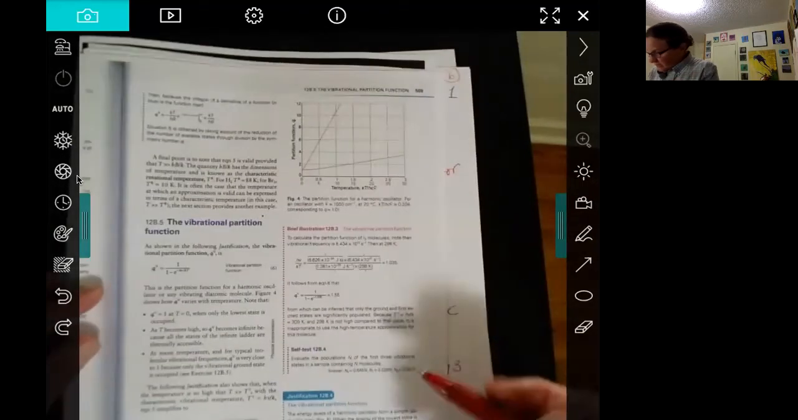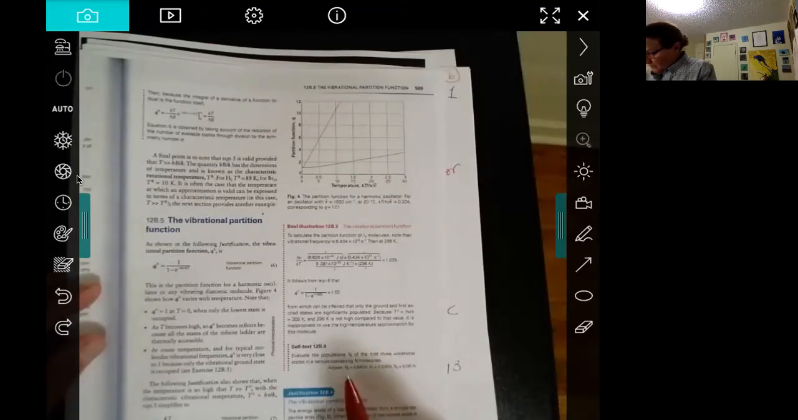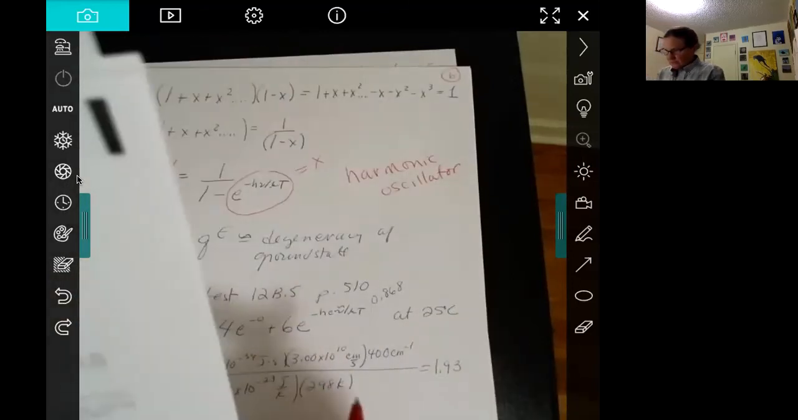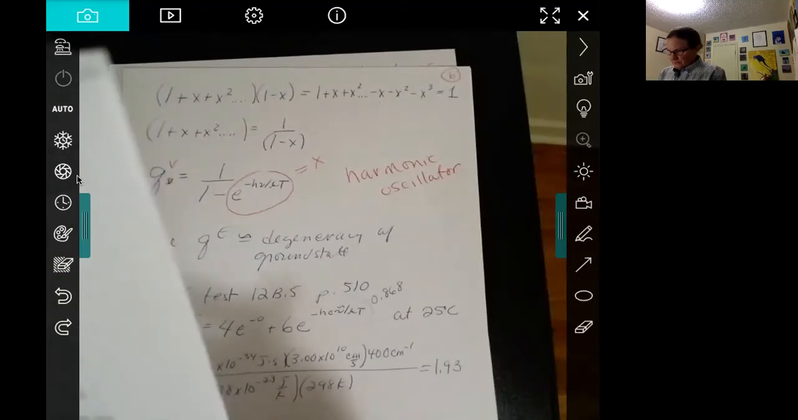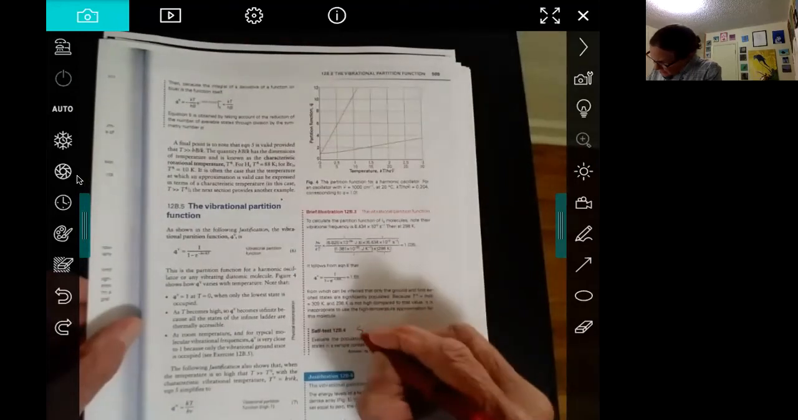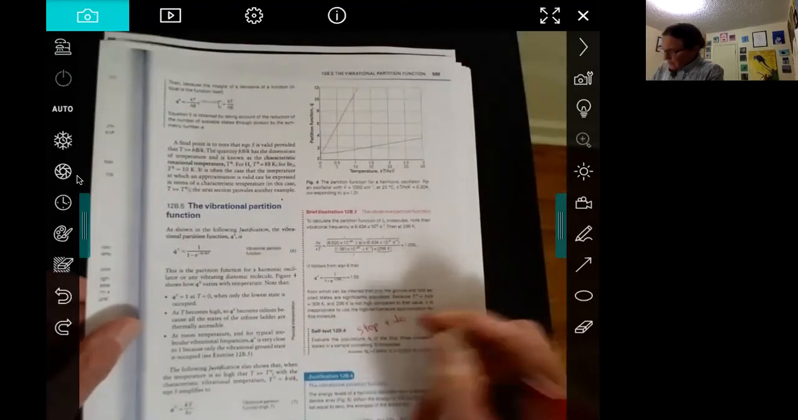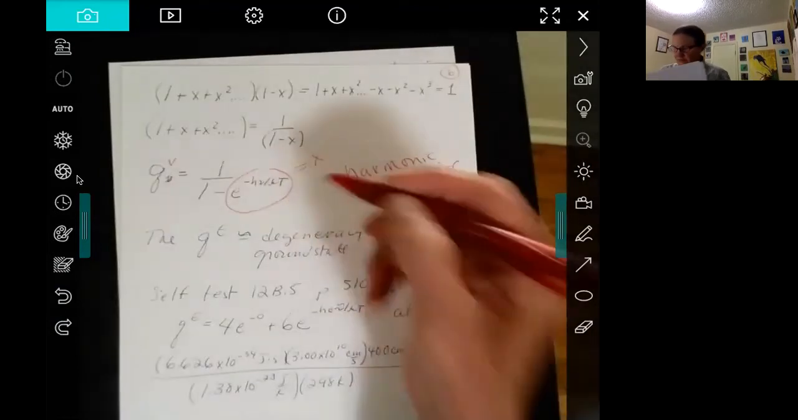So go ahead and take a break and evaluate the populations, N_J, of the first 3 vibrational states in a sample containing N molecules. So stop and do this one. And you'll just be using this equation right here.